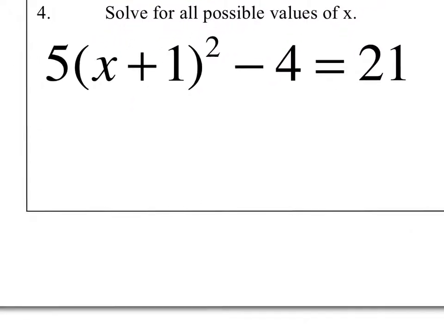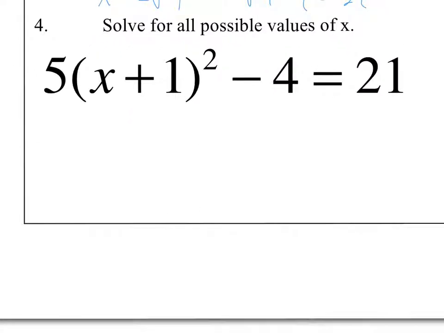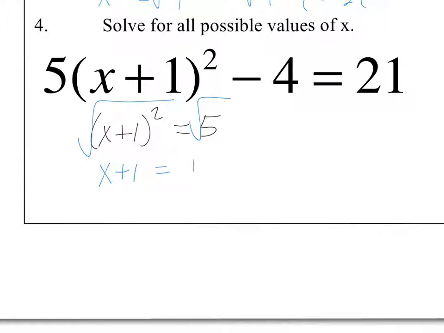All right, next up, let's add 4 to both sides and then divide by 5. So we get x plus 1 squared, 25 divided by 5 would be 5. Take the square root of both sides. X plus 1 is equal to plus or minus the square root of 5. Minus 1 to both sides. X is negative 1 plus or minus the square root of 5.